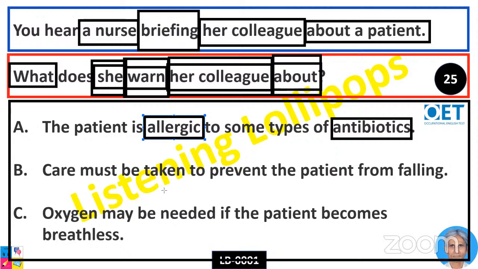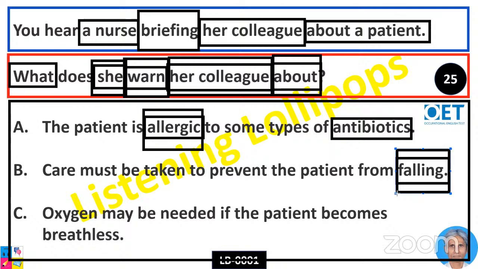Number two, care must be taken to prevent the patient from falling. So here allergy is the problem. Here falling is the problem. He may fall down. If he falls down, he may break his bones.